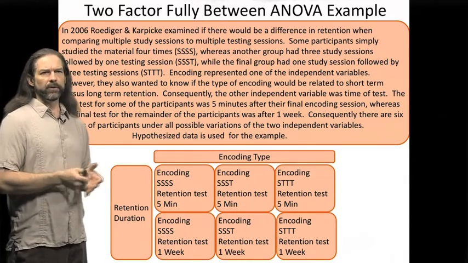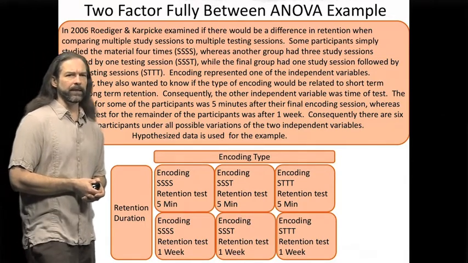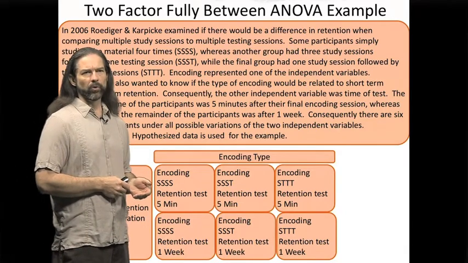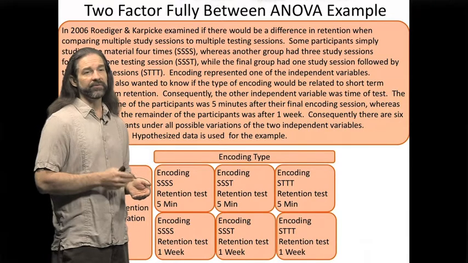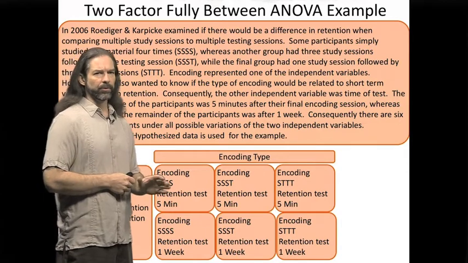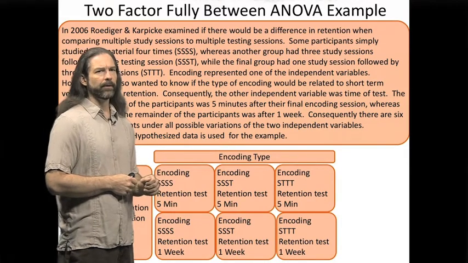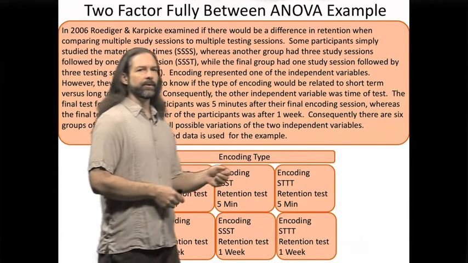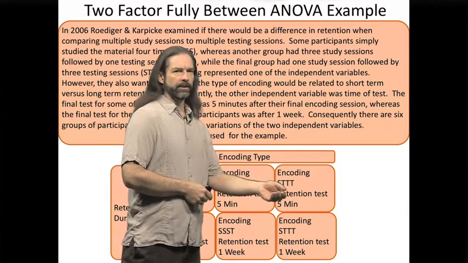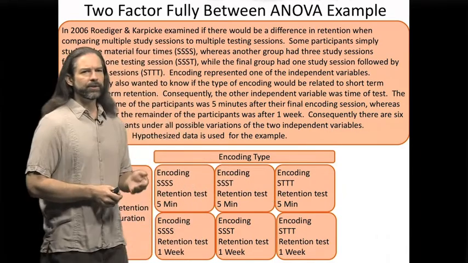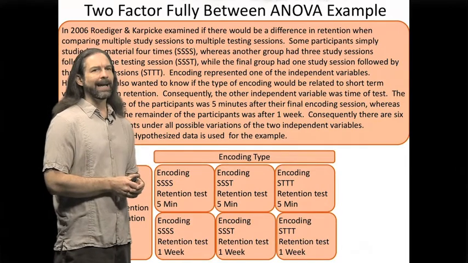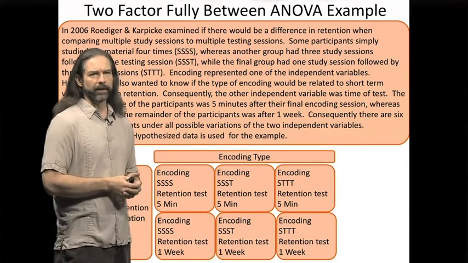So we are doing a fully between analysis of variance. What does that mean? That means the individuals in this condition, where they study the material 4 times and then their final test comes 5 minutes after their final study phase, those individuals in that group or that cell are completely different than the individuals that engage in this type of study and testing, and these individuals that engage in this type of study and testing. So each cell, each condition, is different individuals. We have no individuals that are doing multiple things.